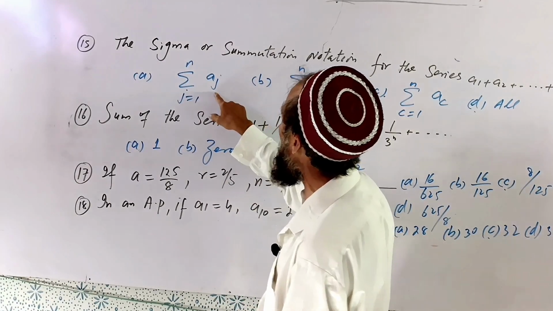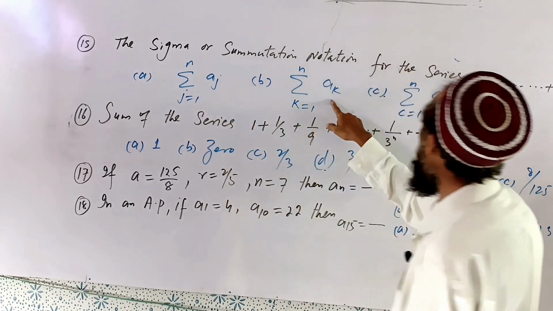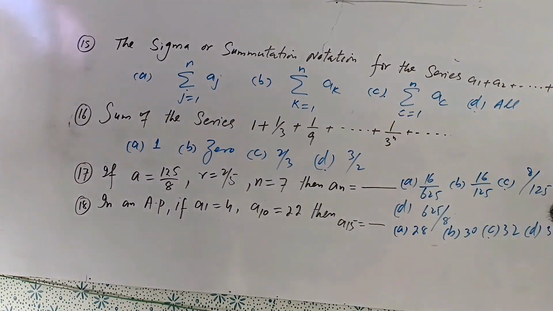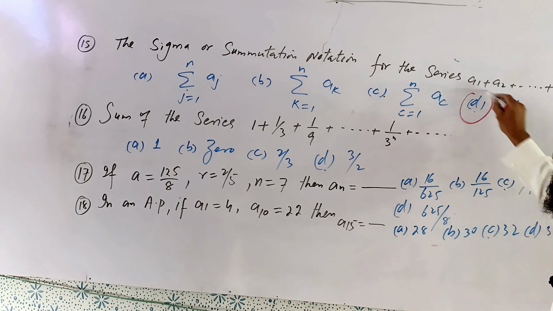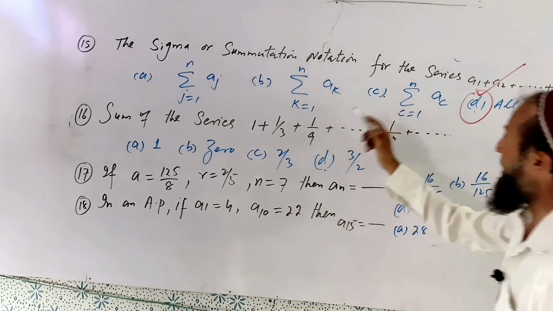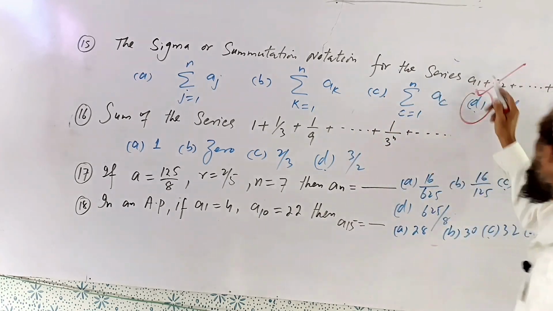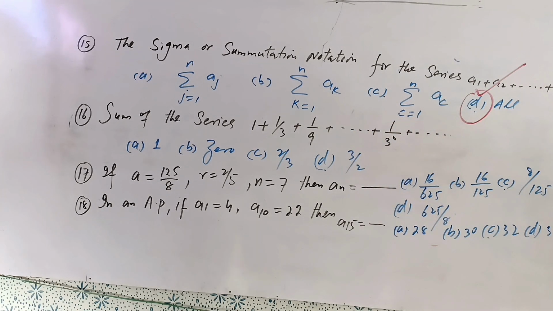a1 plus a2 plus and so on, all these summations from A to C are correct answers here. So option D is correct. All of these options are correct, if we are expanding, so we will get this answer.